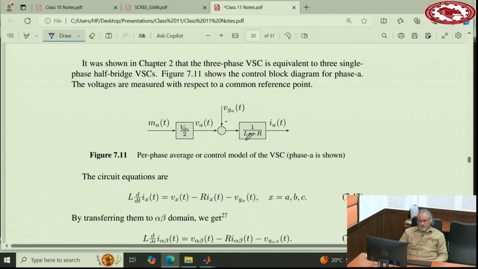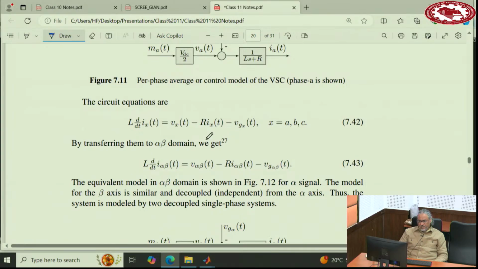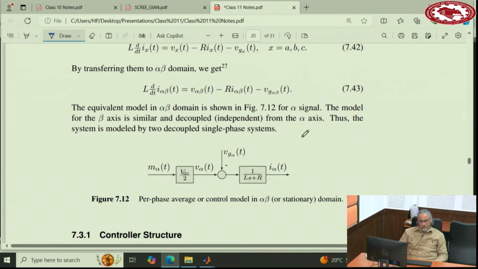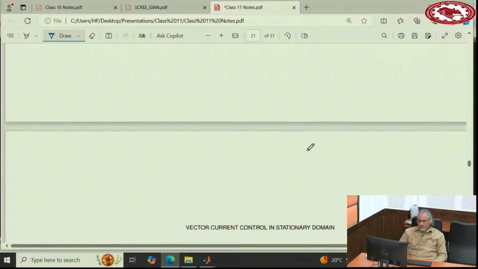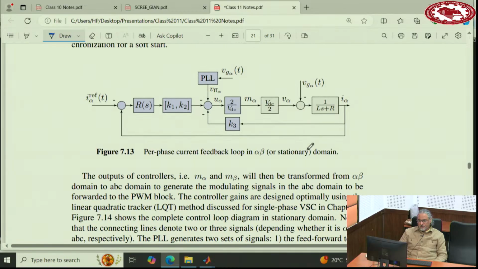And these are the models that we have. We said we have three equations, A, B, C. You can convert it to alpha, beta, and you get two equations. We discussed all these things, if you remember, in the first or second class. And then eventually the controller structure will be like this. You have two loops, one for alpha, one for beta. So I alpha reference minus actual I alpha, a resonant controller, two gains, and then one state variable here, that is the current, bring it back.